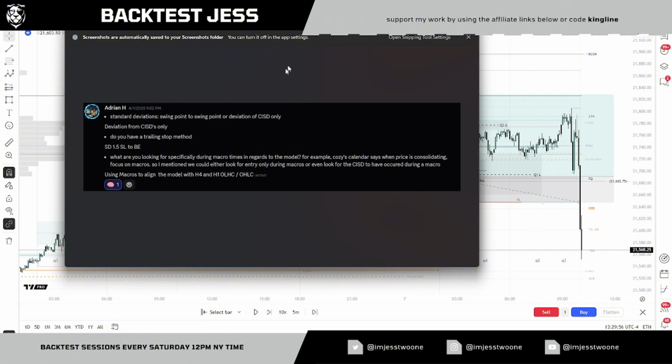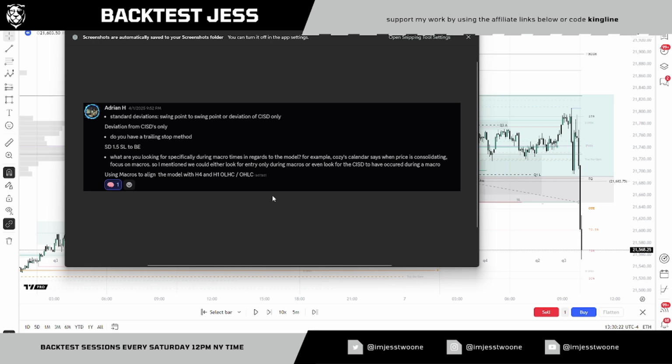Again, this is what I went over. We've already had another instance of this. Deviations from change in state deliveries only, right? So this is why swing low to swing high, or swing point to swing point, is questionable to me with the inside candles. Do you have a trailing stop method? SD 1.5. SD, which is wild to me. Bananas.